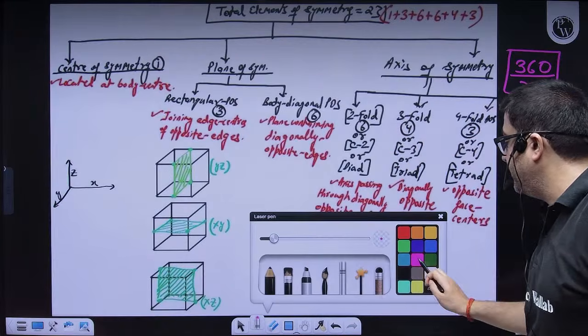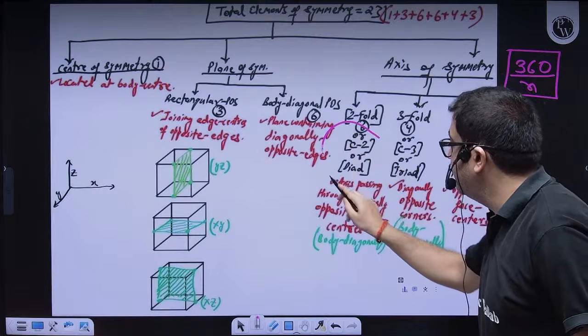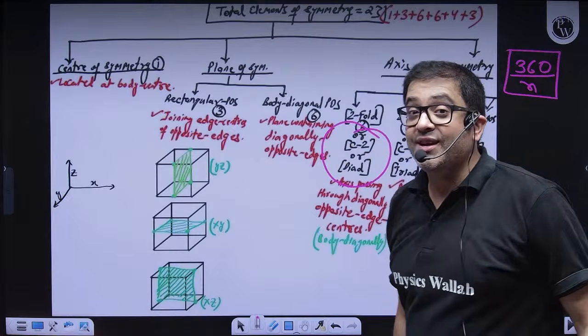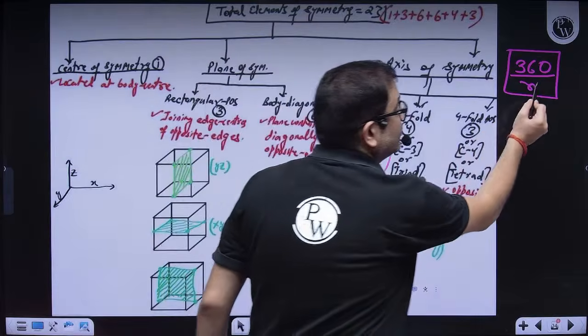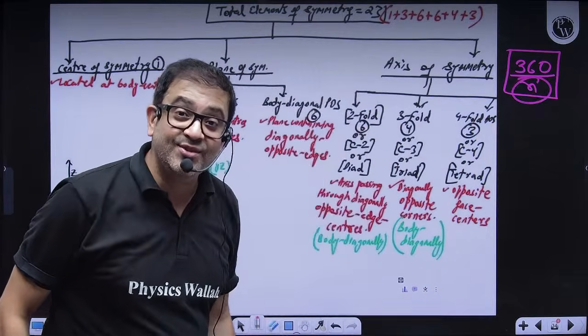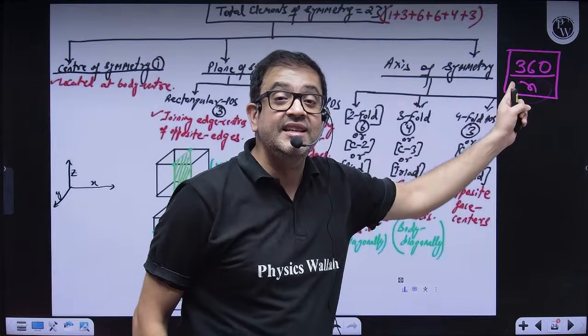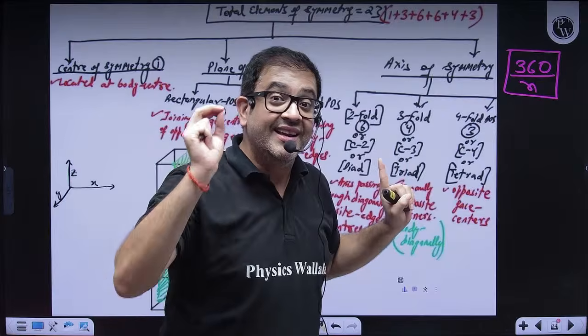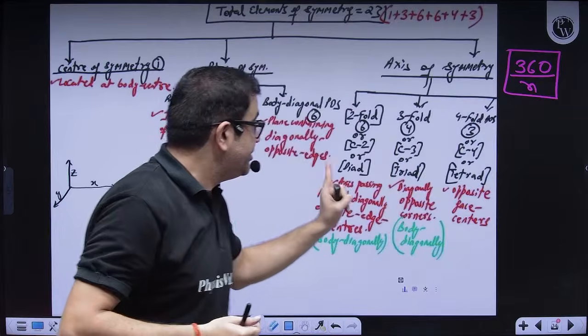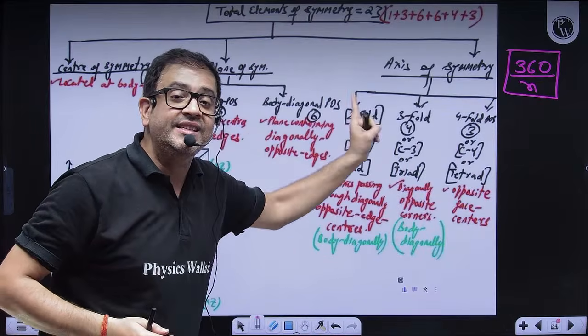Let us not make this picture untidy. So two-fold axis of symmetry is called C2. Sir, how is this 2 coming? Sir, this n is 2. So if you put this n as 2, that means 360 degree by n, as in 360 degree by 2. That means C2, two-fold axis of symmetry.